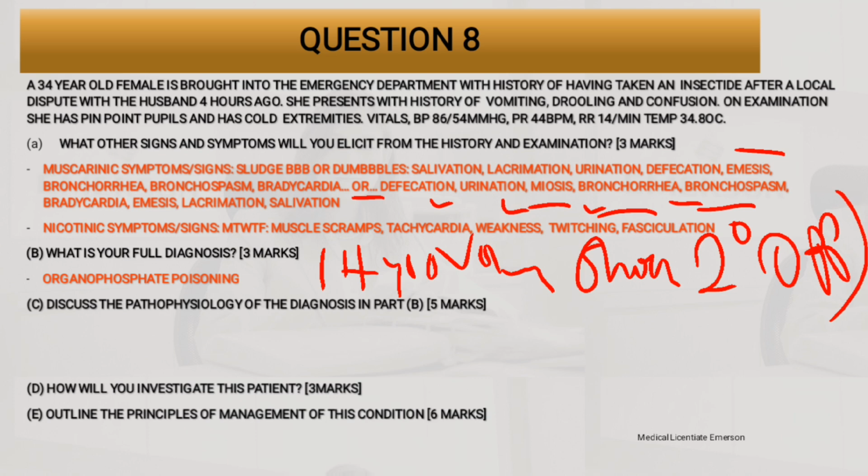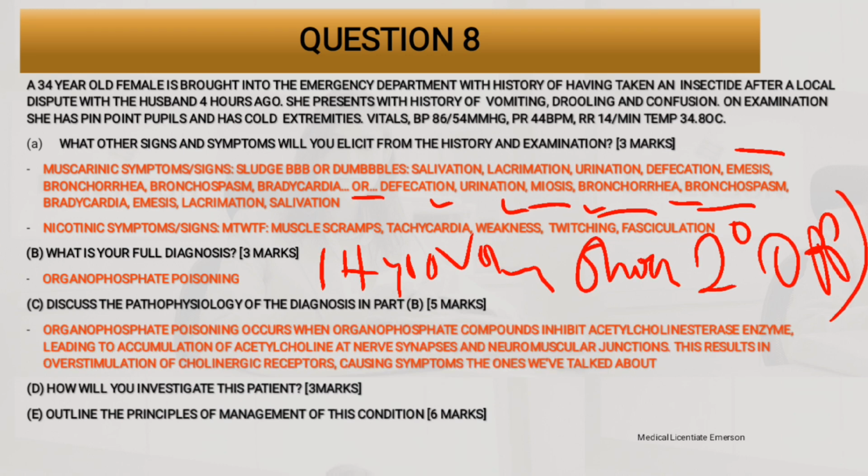Apart from that, why did the hypovolemic shock come about? It came from the OPP. So this is also another way of writing the full diagnosis: hypovolemic shock secondary to organophosphate poisoning. That is how we go about writing a comprehensive diagnosis. You identify what the patient has presented with, what the patient has come with. Hypovolemic shock secondary to OPP. Okay, then discuss the pathophysiology.